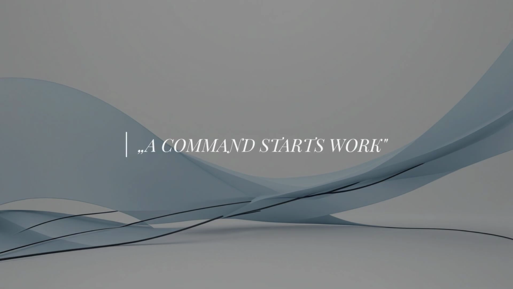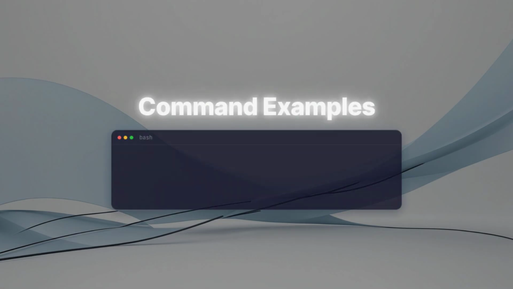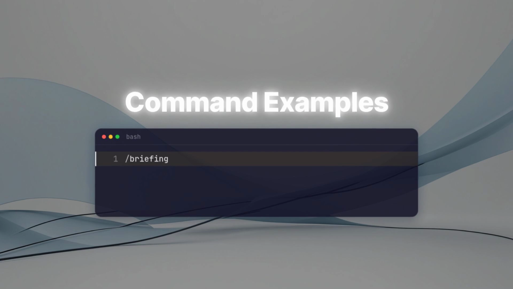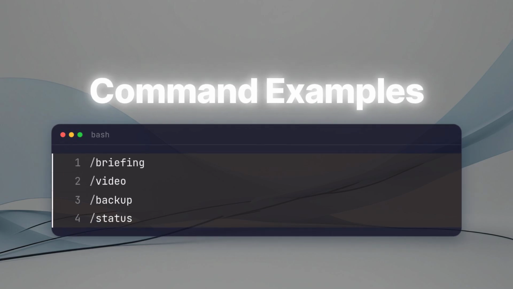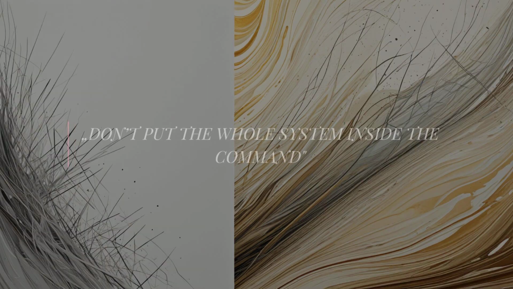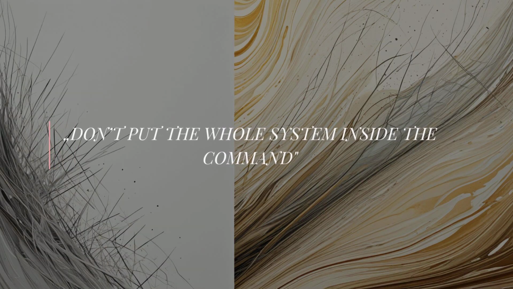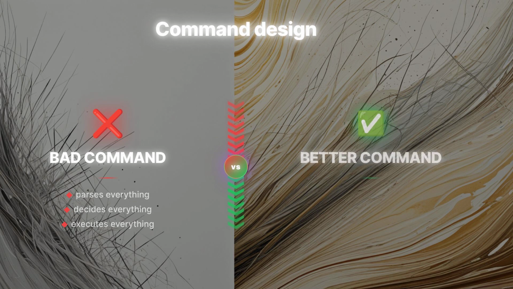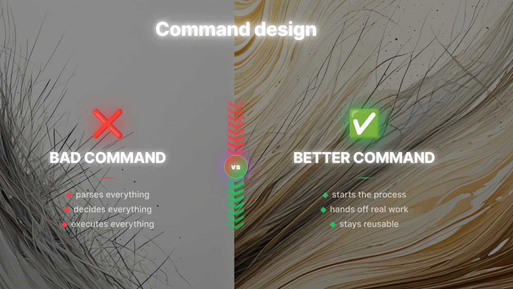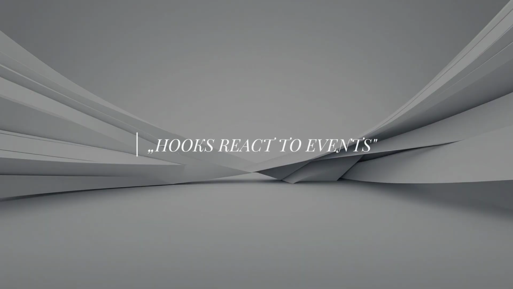Use a command when you want to start something directly, things like briefing, video backup, or status. A command should stay an entry point. It should start the thing, not become your whole architecture. The common mistake is stuffing too much logic into the command itself. Now the command passes everything, decides everything, and executes everything. That makes it harder to maintain, reuse, and extend. A better pattern is that the command starts the process and the real work lives in a skill or a workflow.